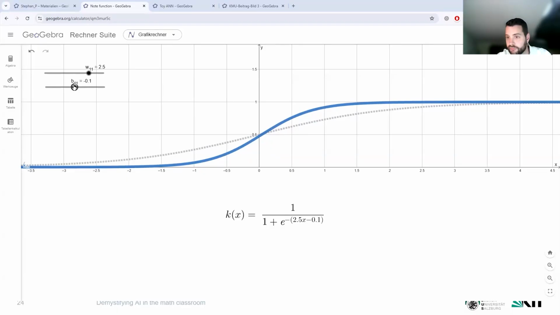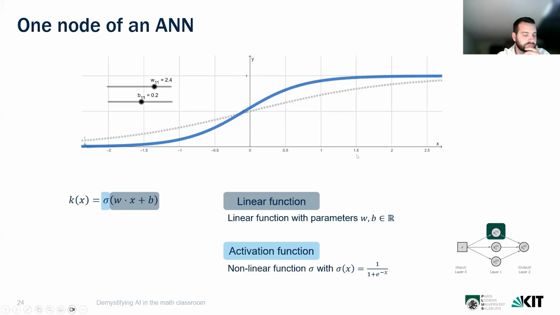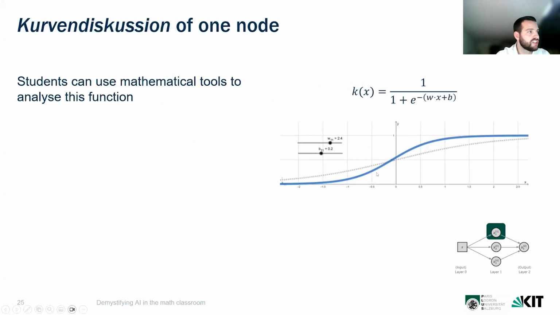Having explored it, students can then talk about this, and they can do a so-called Kurvendiskussion. So that's a German term, and basically it means function analysis. So they treat it as a normal function, which they do in school mathematics anyways, and they can use the mathematical tools they learn in the normal curricula.